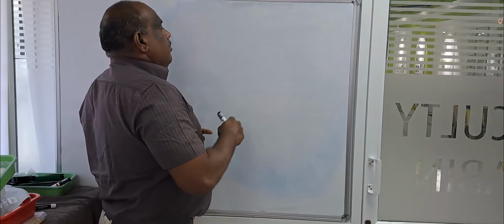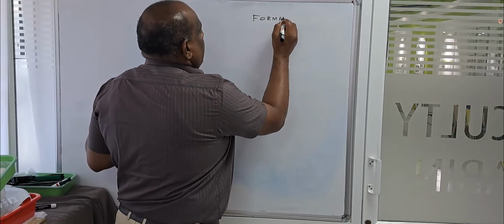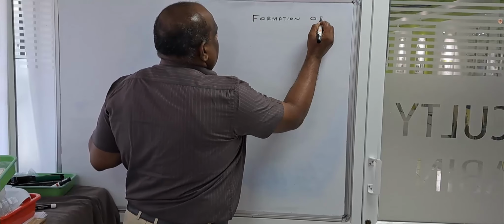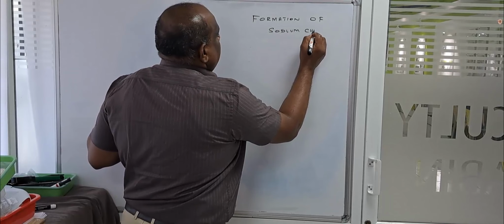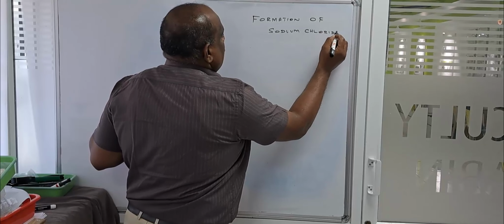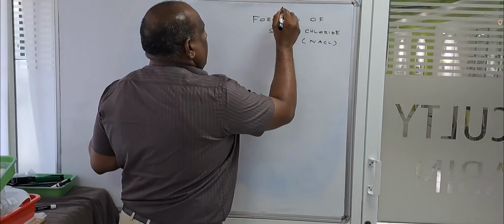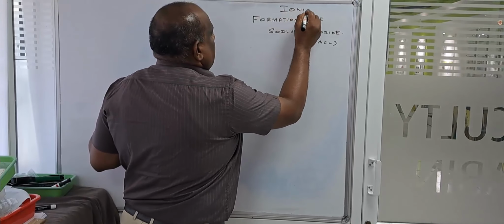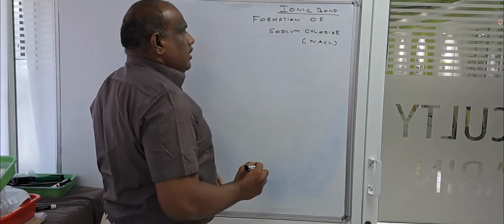Now let us see how sodium chloride is formed. Formation of sodium chloride. The bond which exists between sodium and chlorine is a very good example for the ionic bond.